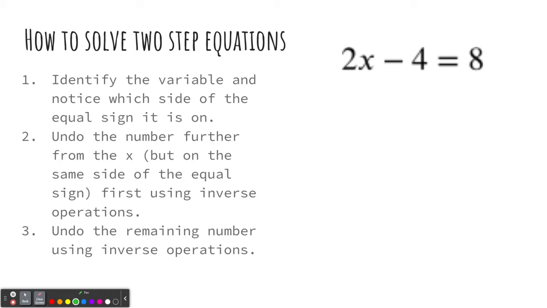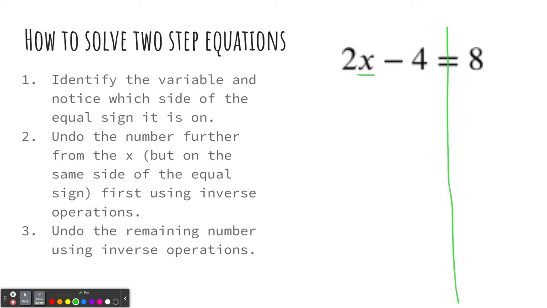2x minus 4 equals 8. I like to draw a line through the equal sign so that I can keep track of the two sides of the equation. Step 1, identify the variable and notice which side of the equal sign it is on. In this problem, the variable is x. Remember, a variable is a letter, and it is on the left side of the equal sign.